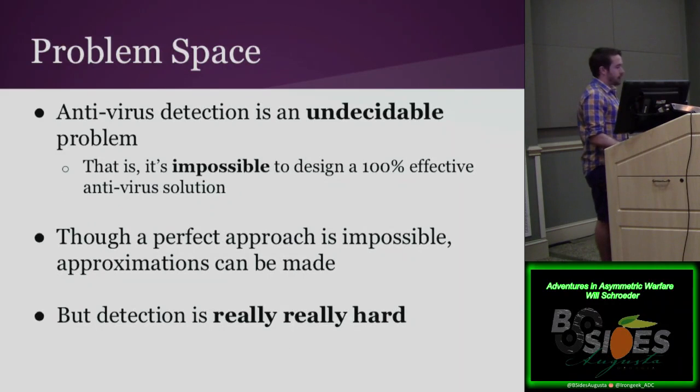Antivirus detection is an undecidable problem. That means it's provably impossible to design a 100% effective antivirus solution. Even though it's technically impossible, you can make reasonable approximations. But my point here is that detection is very, very hard. It's easy for us to throw up our approaches and say, ha ha, we got around these multi-million-dollar corporations. But their task is a nearly insurmountable problem, and it's almost an impossible task.